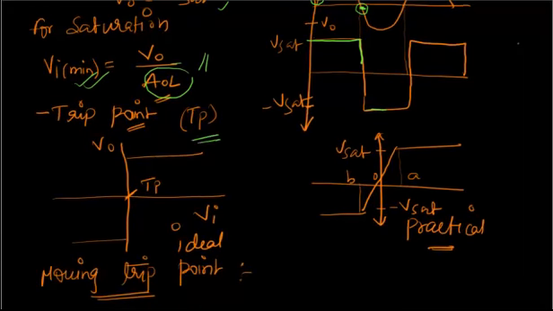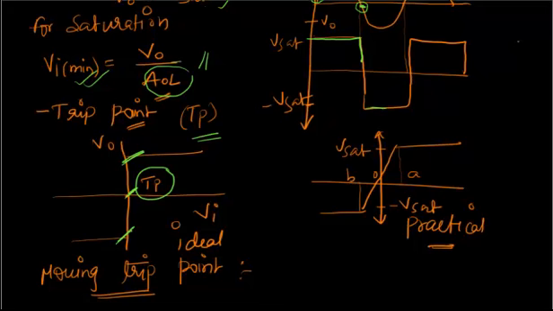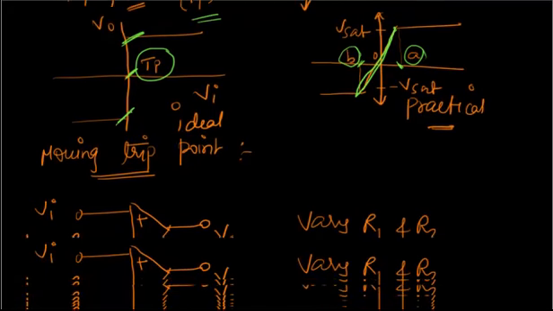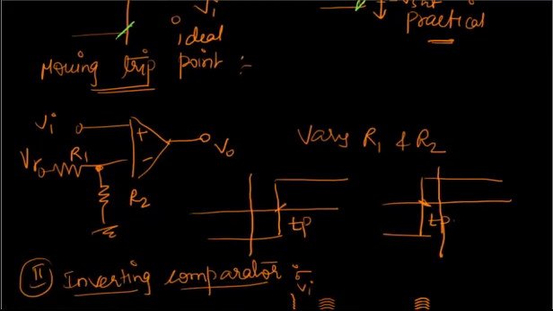Now there is another thing called a trip point. A trip point is nothing but the point at which the op-amp output shifts from negative to positive. For example, the trip point in this case is 0. This point of change is called a trip point. In the case of a practical op-amp, the change won't be sharp, it's going to be slow, so there is no specific trip point; we have 2 points called A and B.